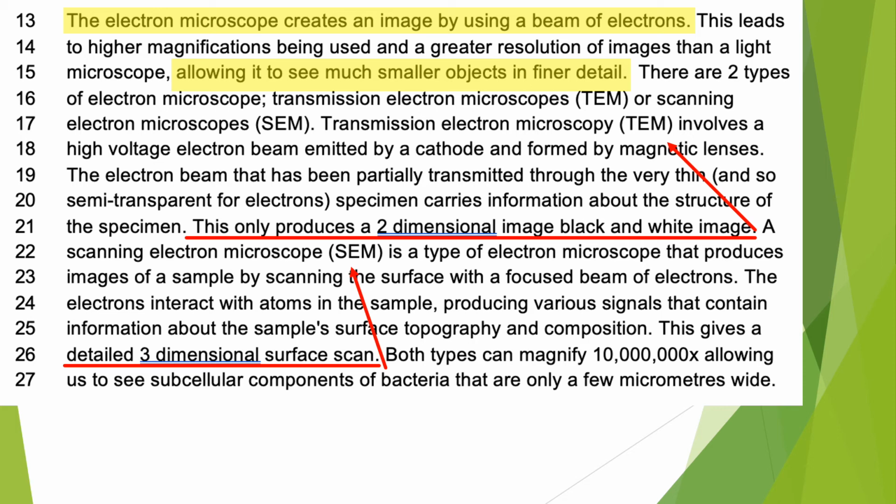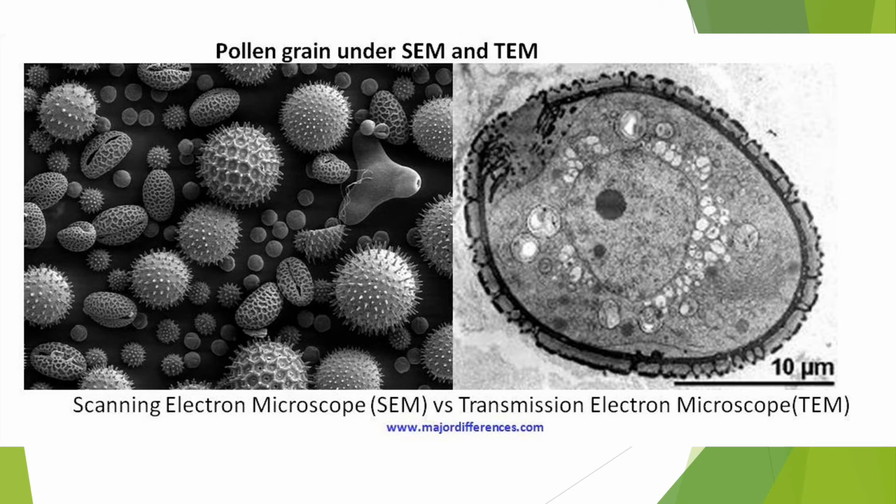Okay, so let me show you a picture of what an SEM and a TEM look like. Or sorry, what sort of images you'll see. On the left, you have the SEM, which again produces the 3D image, and then the TEM on the right side, which is the 2D. Now you'll notice that on the SEM, you can see that these are pollen, by the way, from plants.